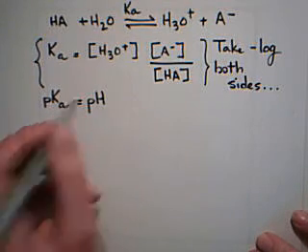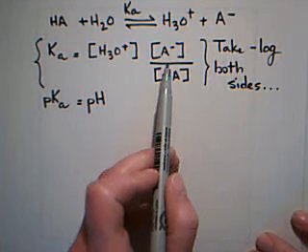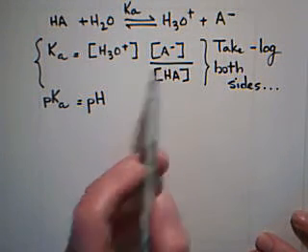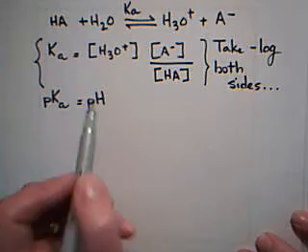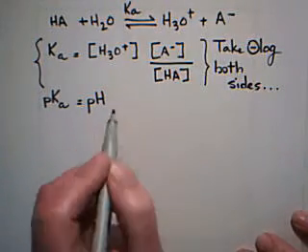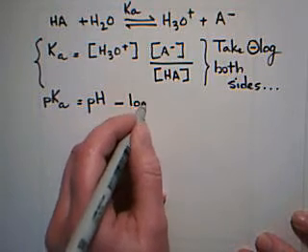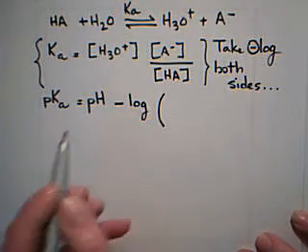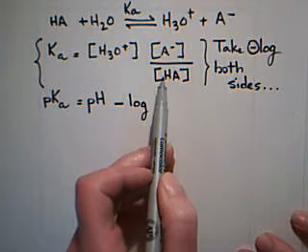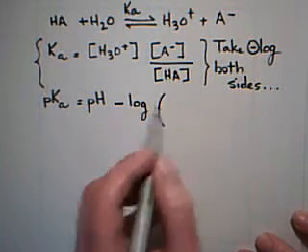What's the negative log of the H plus concentration at equilibrium? That's my pH. And if you take the log of something times something, that's the same as taking the log of this plus the log of this. Okay. And I'm taking the negative log of both sides. So this will be plus the minus log, or simply minus the log, of A minus over HA. And these are conjugate acid-base pairs. So if I wanted to call one the base and the other the acid, I can do that.